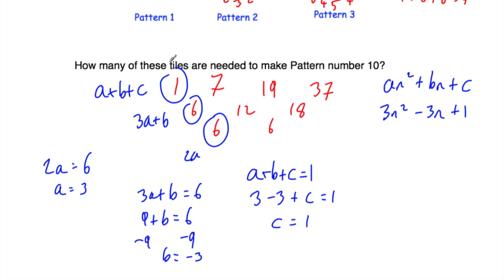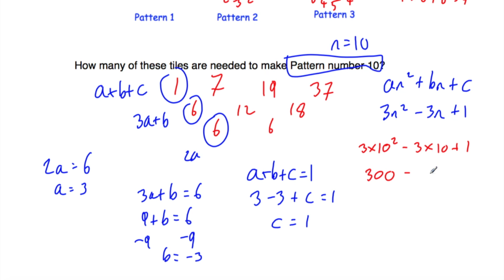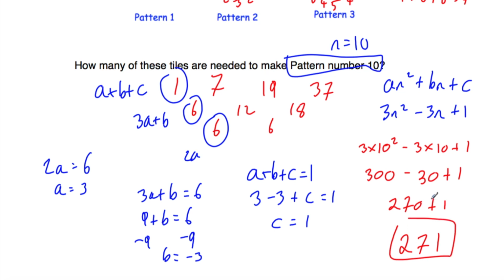Now in this question we're asked to find the number of tiles needed in pattern number 10, so we're going to let n equal 10. If we work that out, that's equal to 3 times 10 squared, subtract 3 times 10, plus 1. 10 squared is equal to 100, times 3 is 300, subtract 30, and then we've got plus 1. 300 take away 30 is 270, and then we've still got plus 1, so the answer would be 271, and that's it. If you work that out in the calculator, you get the same answer. Okay, let's have a look at our next question.